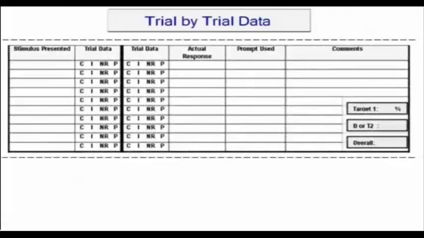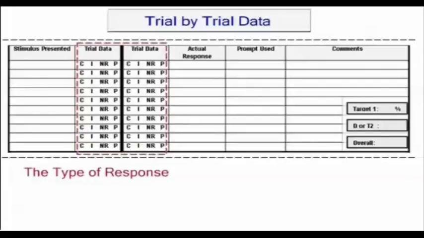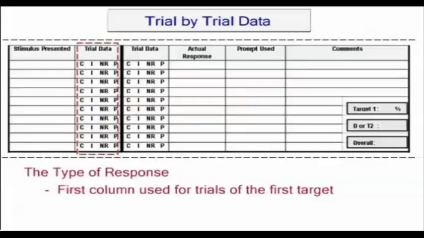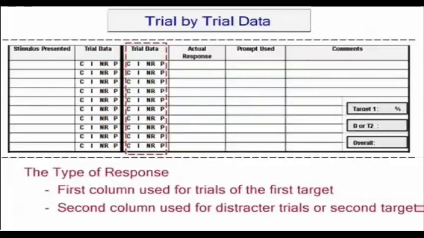In addition to recording the stimulus information, the therapist also records the type of response the child makes. Data on the type of response is recorded in the two columns labeled Trial Data. The first column is used for recording the type of response following trials of the first target. The second column is used for recording the type of response following distractor trials or trials of a second target.